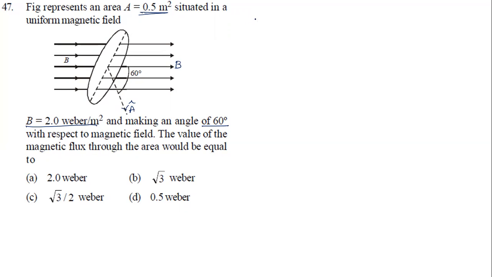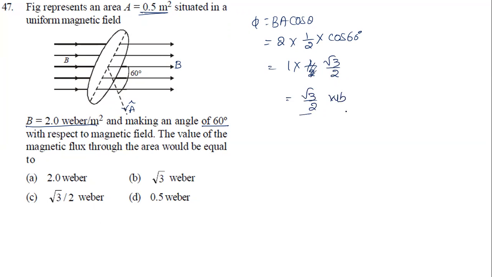What is the formula for magnetic flux? Phi equals B A cos theta, where B is 2, into the area of the coil, 0.5, which is 1 by 2, into cos 60 degrees. So it becomes 1 into cos 60 degrees. Cos 60 degrees is root 3 by 2. So the answer is root 3 by 2 Weber. So B option is the right answer.